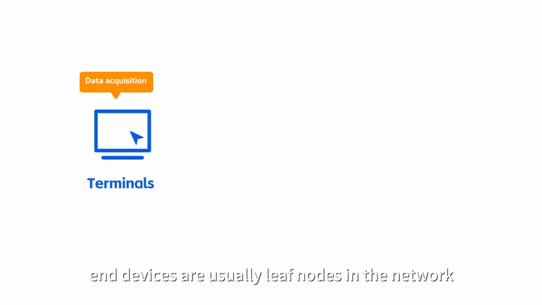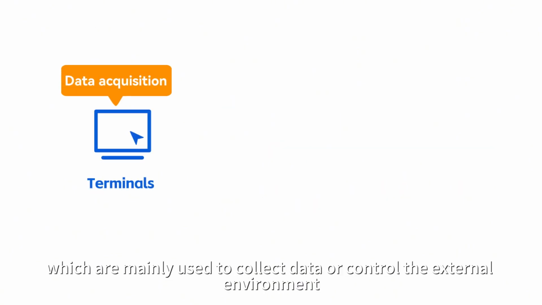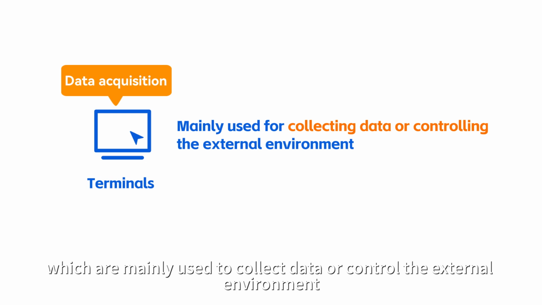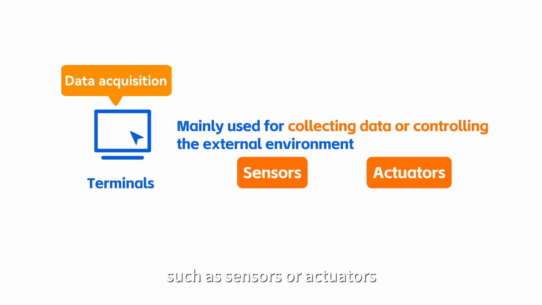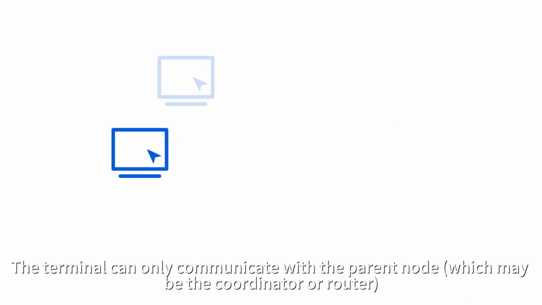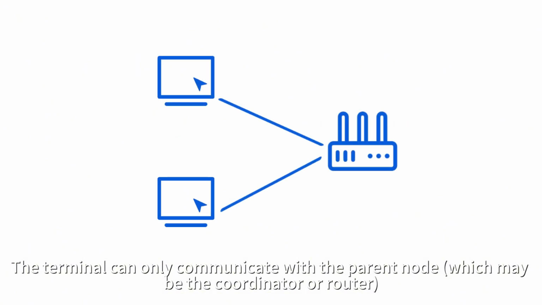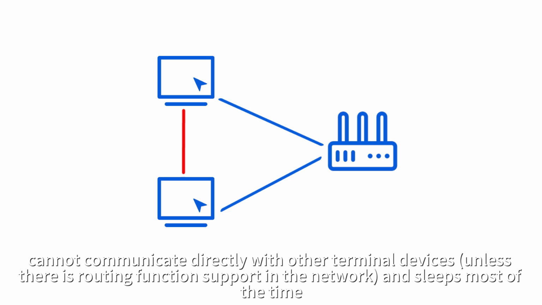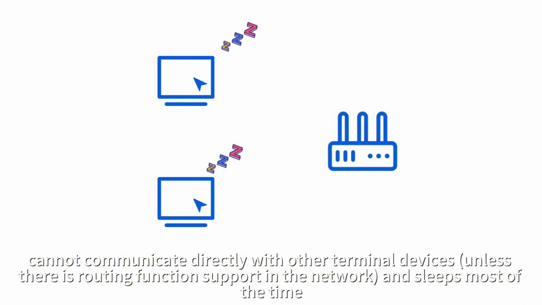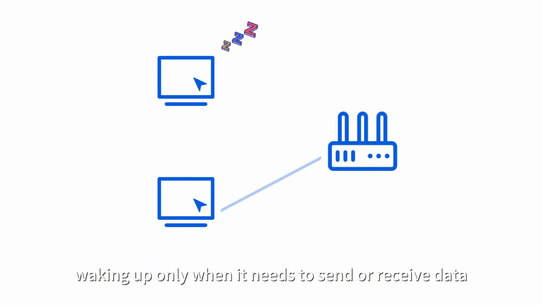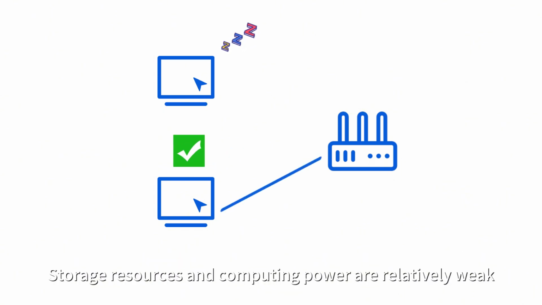Finally, end devices are usually leaf nodes in the network, which are mainly used to collect data or control the external environment, such as sensors or actuators. The terminal can only communicate with the parent node, which may be the coordinator or router, and cannot communicate directly with other terminal devices unless there is routing function support in the network. It sleeps most of the time, waking up only when it needs to send or receive data. Storage resources and computing power are relatively weak.